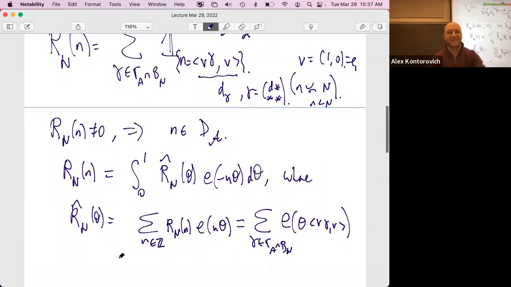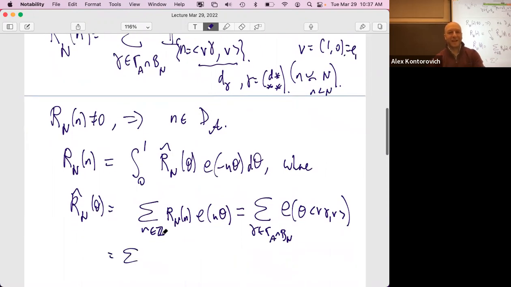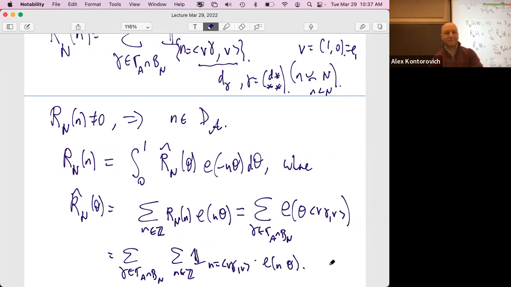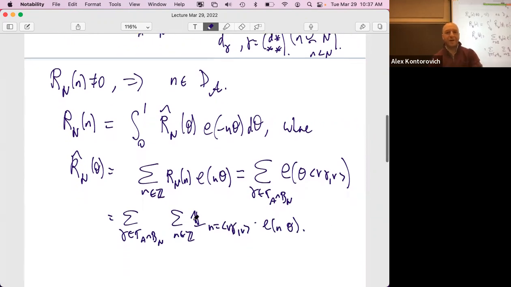Let's do it again. I'm sorry. I have a sum over n, which will be a sum over gamma in gamma in a ball of size n. And then this indicator function. So a sum over n in Z, Rn is this indicator function that n is equal to v gamma inner product v, and e of n theta. Okay, so far, so good. The only way this can not be zero is if n is equal to v gamma v.